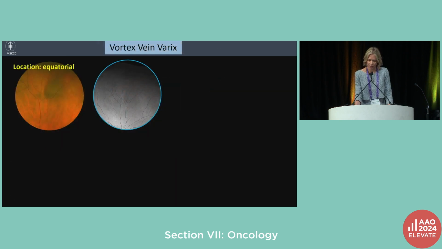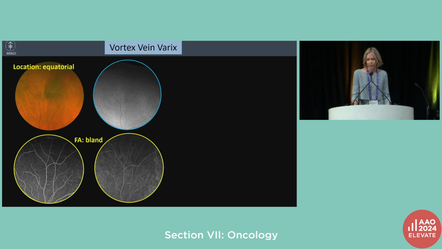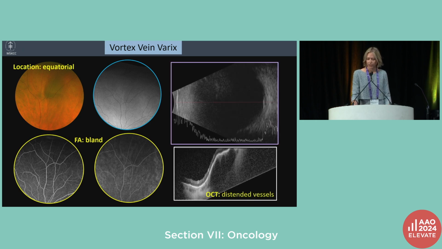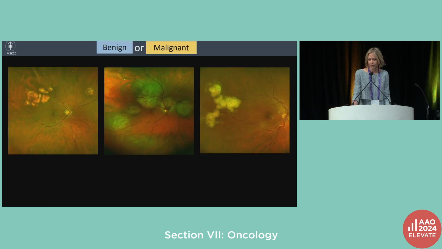We can see that this is in the equatorial region. It's bland on autofluorescence and fluorescein angiography. On the ultrasound here, and the distended vessels on the OCT as it's draining into that vortex vein. And if you use Valsalva, you may be able to see enlargement of that.